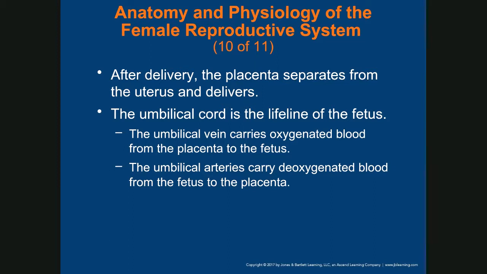The umbilical cord is the lifeline of the fetus. It has one vein, two arteries. The umbilical vein carries oxygenated blood from the placenta to the fetus. And the umbilical arteries carry the deoxygenated blood from the fetus to the placenta.